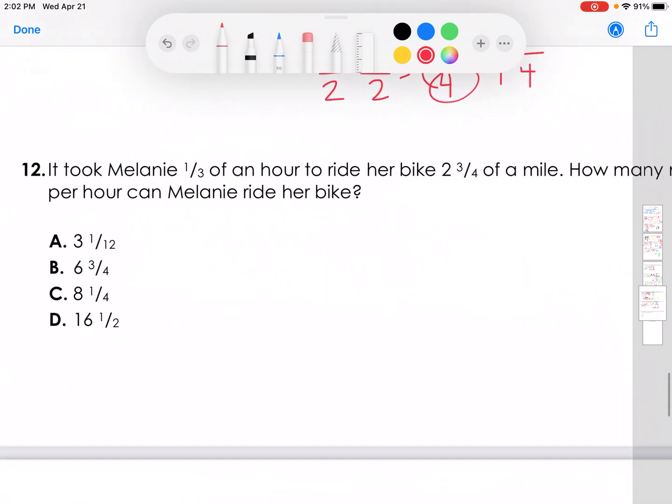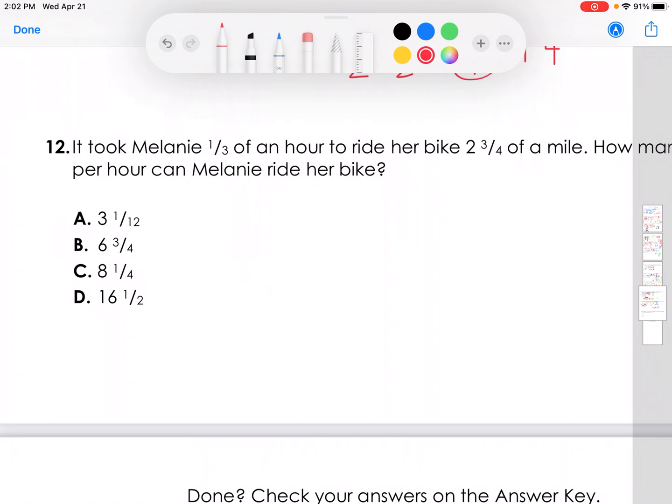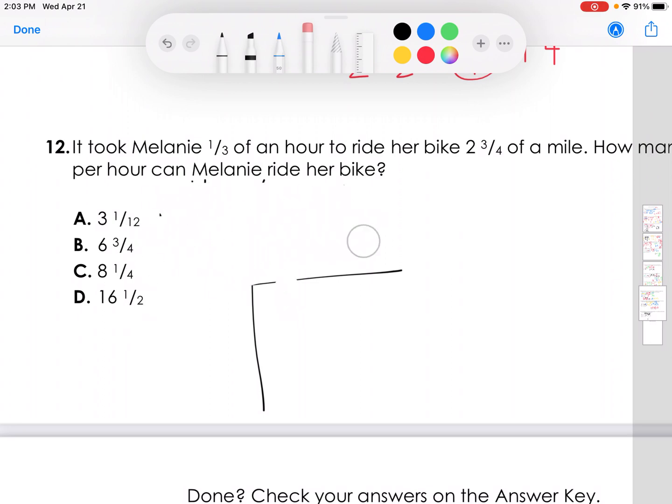Last one we're going to do. It took Melina a third of an hour to ride her bike 2 3/4 of a mile. How many miles per hour can Melina ride her bike? All right, per hour means for 1. So I have miles and hours. I know that 1/3 of a mile is 2 3/4. I want to figure out in 1 hour. Oops, I've got it backwards. That's why you got to really look at those words.